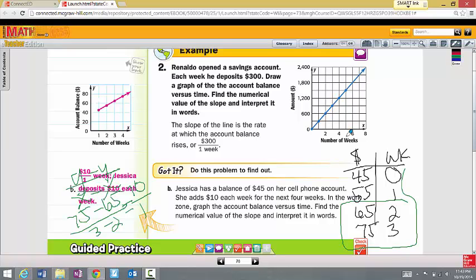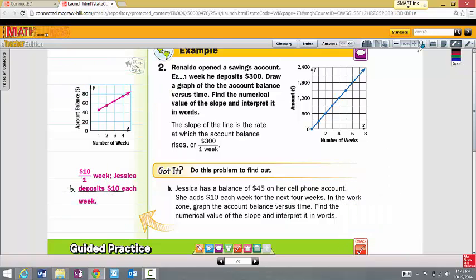Now, you have to say, what does this mean, this 10 over 1? Well, this means that Jessica deposits $10 each week. That's what it means. That's all. Okay? All right.